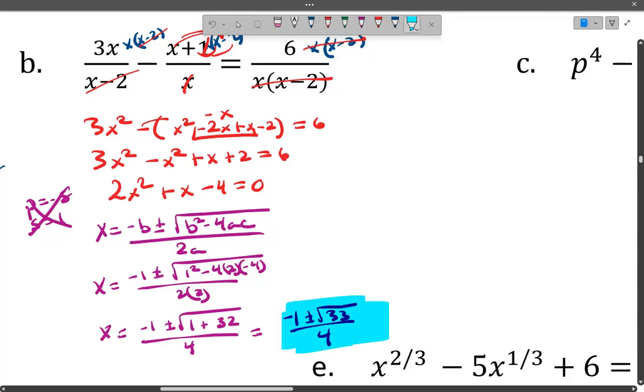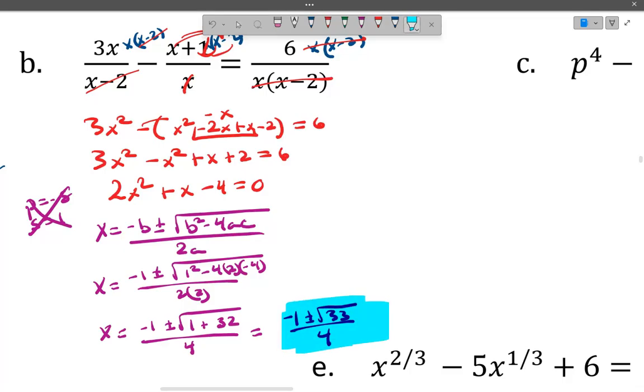We just want to double check that neither of those values will make any of our denominators equal 0. Well, we know that x is not allowed to equal 2 and x is not allowed to equal 0. And so since this is neither 2 nor 0, we know that this solution is good.